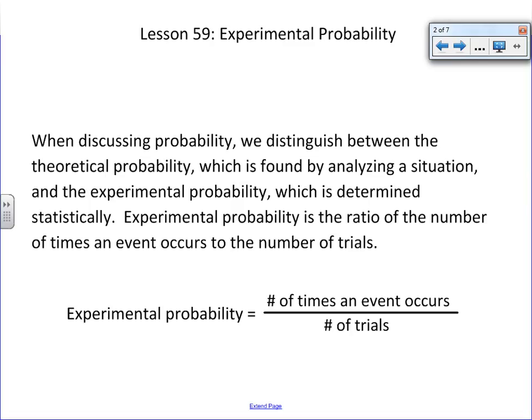For example, if we were flipping a coin here, and I flipped a coin 10 times, let's say, and in those 10 times I got heads 3 times. Well, heads is the event that's occurring, so it happened 3 times. So I would put 3 with my number of times the event occurred over the number of trials. I flipped the coin 10 times, so I would have 3 out of 10, 30%, 3/10, however you want to say it, and that would be my experimental probability.